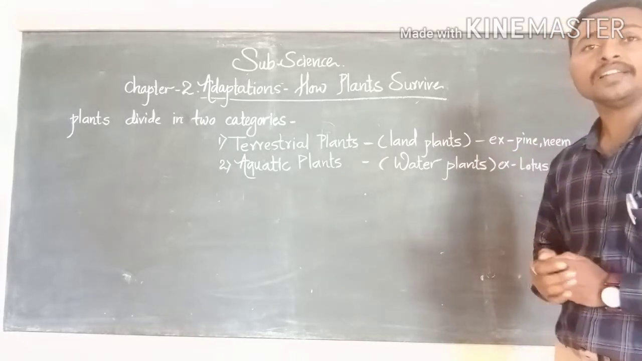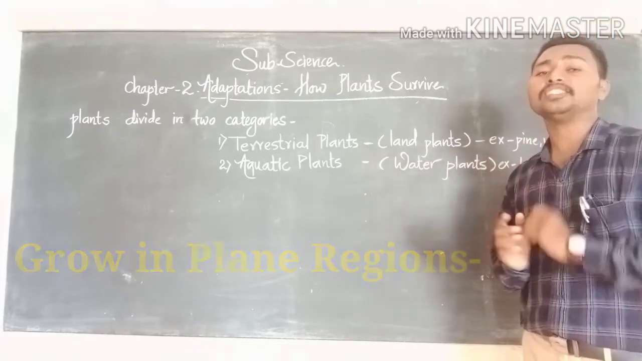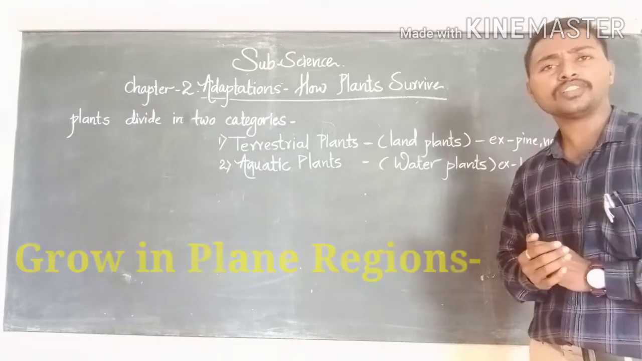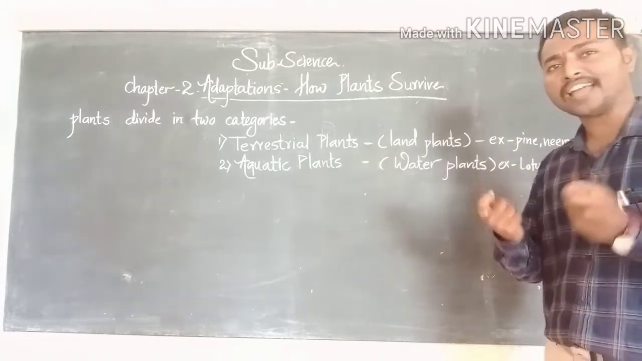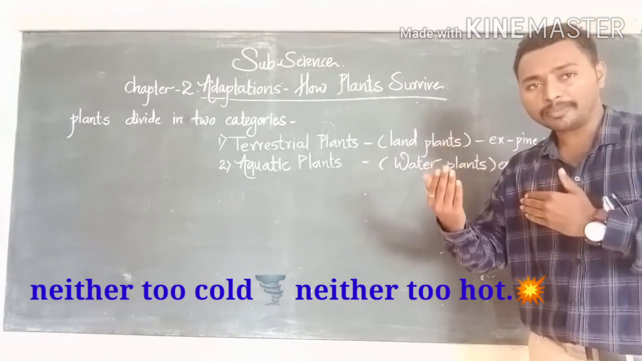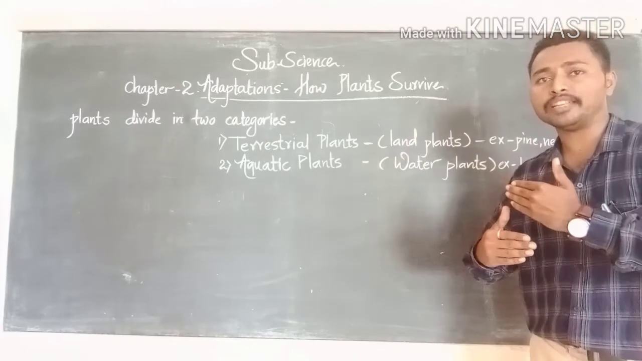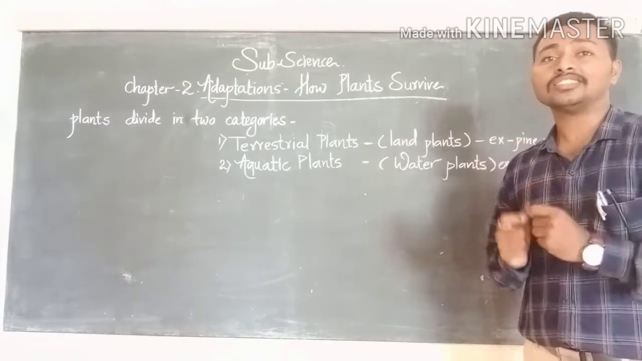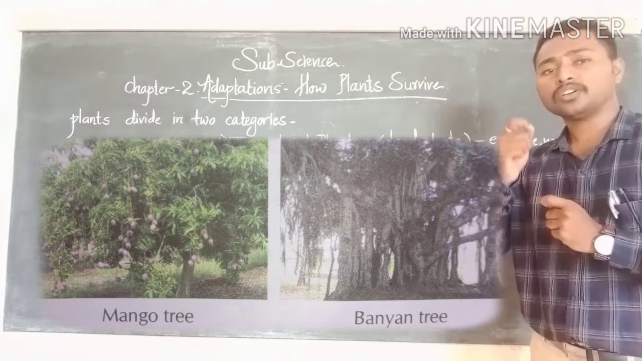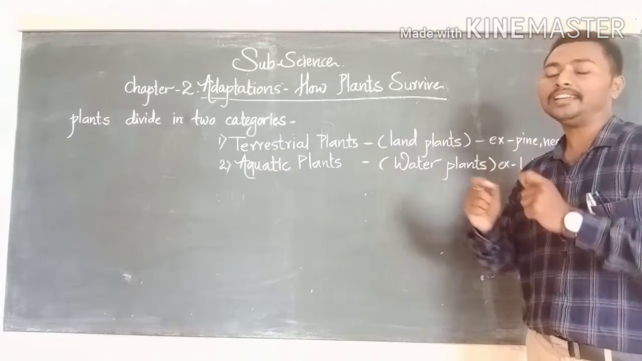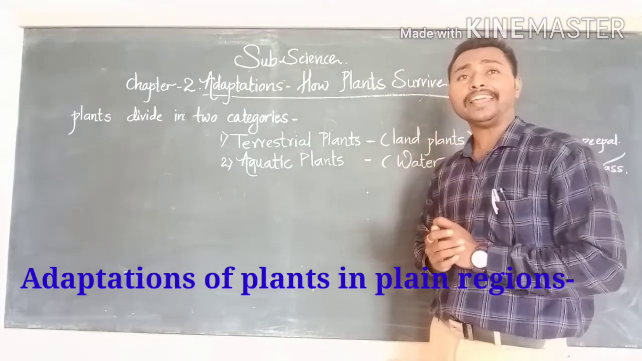So next point, plants that grow in plain regions. Plain region में पाए जाने वाले plants कौन-कौन से होते हैं? These regions are normally neither too cold nor too hot. वो ज़्यादा hot भी नहीं होते और ज़्यादा cold यानी ठंडा भी नहीं होते. Trees such as mango, peepal, banyan as well as shisham grow in these kinds of plain regions.